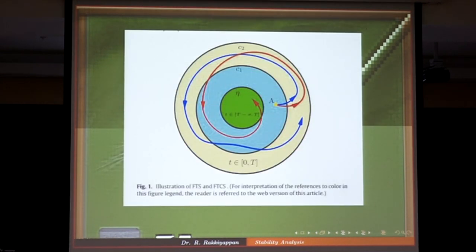This is the figure illustrating FTS as well as FTCS. In the first case, take the blue and red trajectories. If you choose the initial condition here, the blue trajectory moves in the outer orbit, so it is finite time stable. The red line moves to the inner orbit, so it is finite time contractive stable.